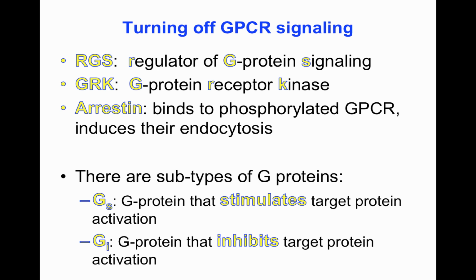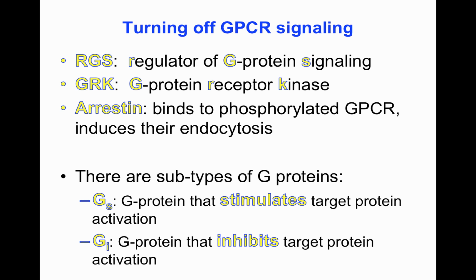Now, let's take a look at how the G protein coupled receptors are fine-tuned and how they can be turned off. One of the proteins that we saw in the movie was the RGS, which is regulator of G protein signaling. That molecule induces the hydrolysis of GTP into GDP, turning off the G protein.